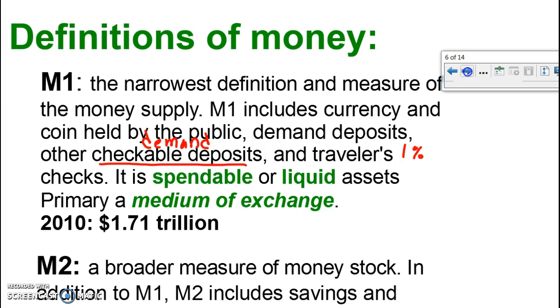So M1 is any kind of money that is what we call liquid, which means spendable. Okay, liquid assets, money you can spend right now. You don't have to go to the bank. You don't have to sell something. You don't have to convert it. So I have not updated this. Hopefully in our stats page we have this. In 2010, 1.71 trillion was M1. Okay, but I do not have the updated figures here.